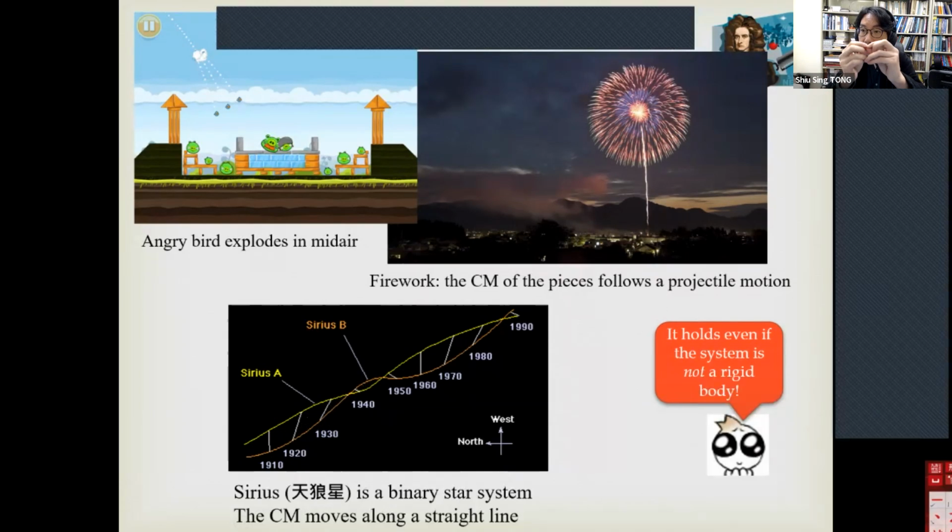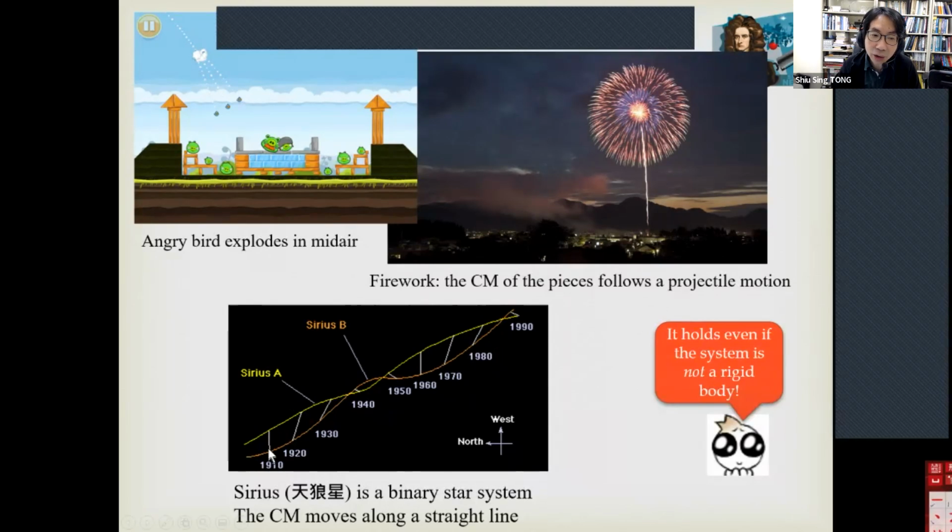Okay, so you imagine the center of mass to be an invisible position here, and Sirius A and Sirius B are both revolving about that invisible center of mass position. And the center of mass position is moving relative to the Earth. So you will see Sirius A and Sirius B revolving about an invisible spot, which is moving along in a straight line, as seen from the Earth.